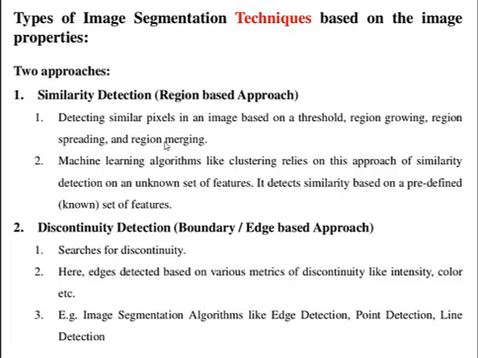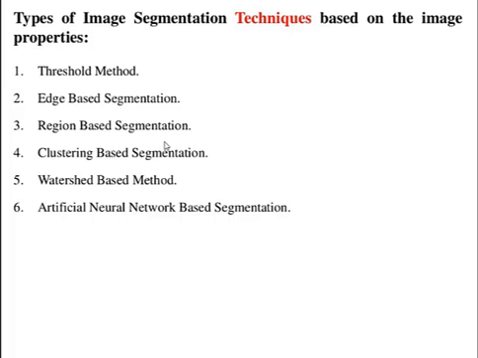For this we use the discontinuity, like where the image continuousness stops. From that we can find out the edges of the image. So there are different types of methods. As we saw in the index, these are different models like threshold method, edge based segmentation, region based, clustering based, watershed based, then artificial neural network based.